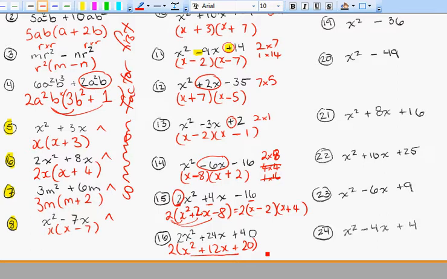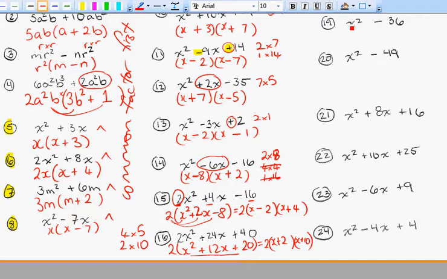And looking at this bracket here, I think it can be factorised further. 20 has factors 4 times 5, 2 times 10. We need to get 12, so clearly it's a 2 and a 10.